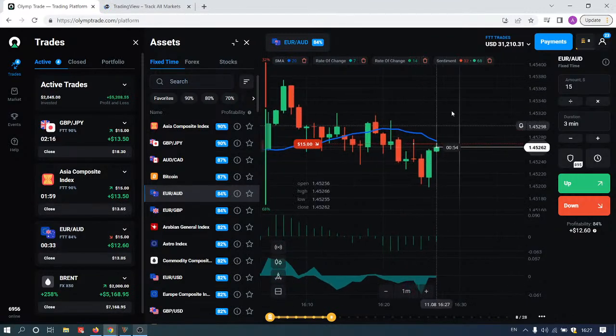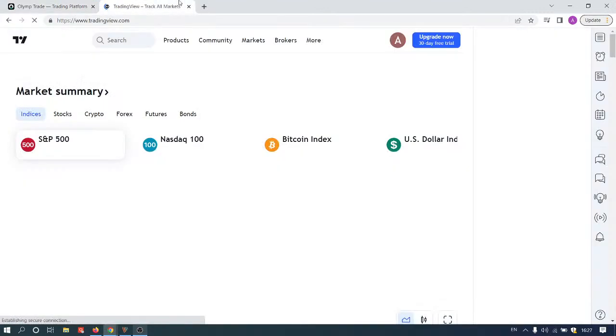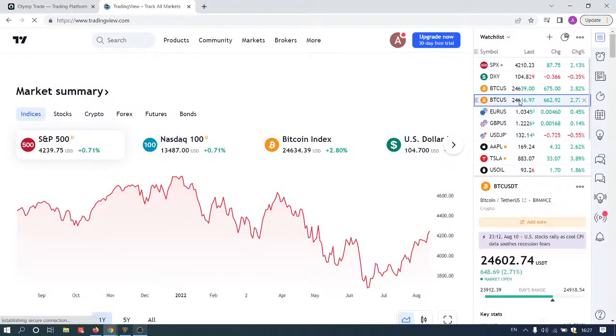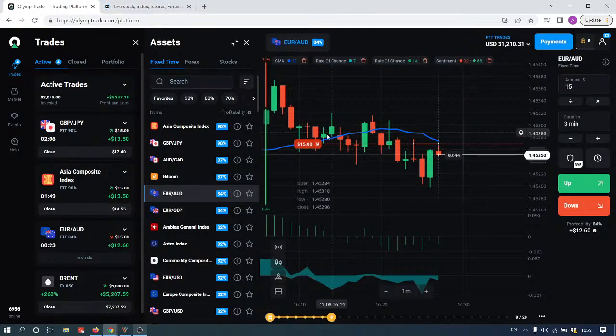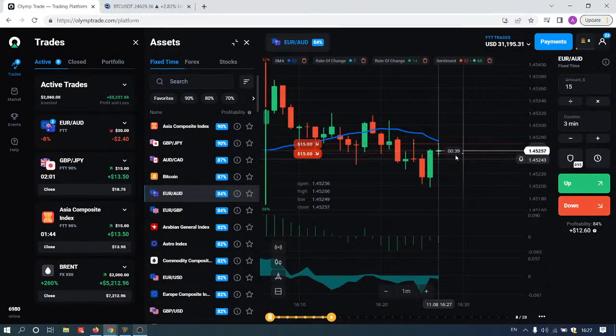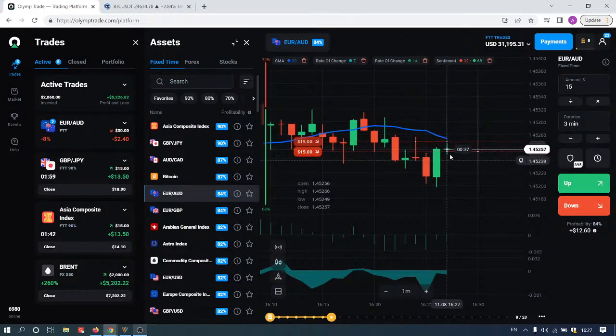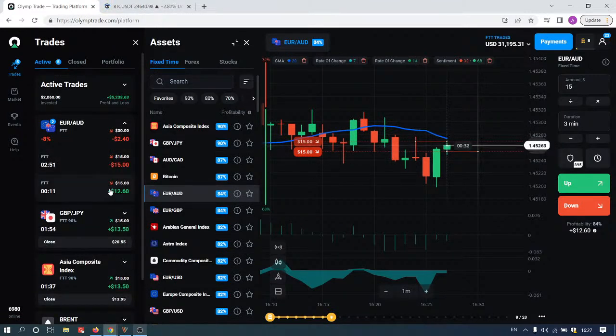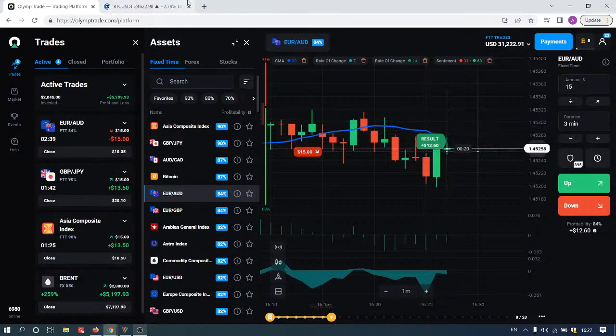And so Euro AUD. Let's open another trade, one more trade in the downwards direction here, because the signal is still there. 5 seconds to go, 5 seconds remaining. Yes, this trade closes with a profit.